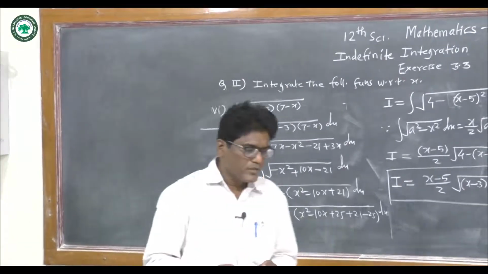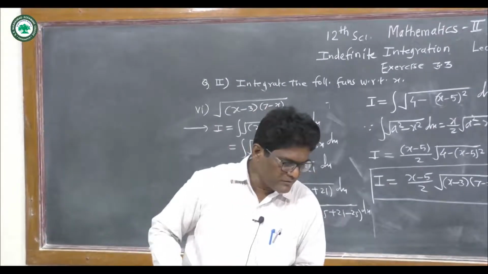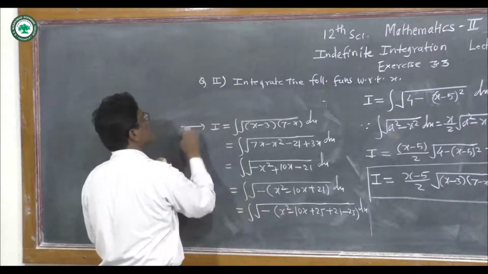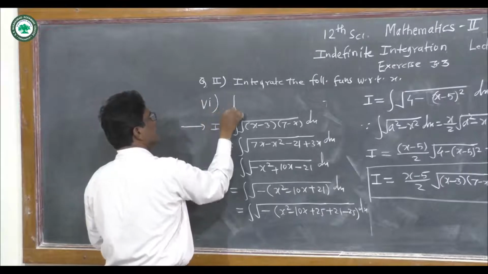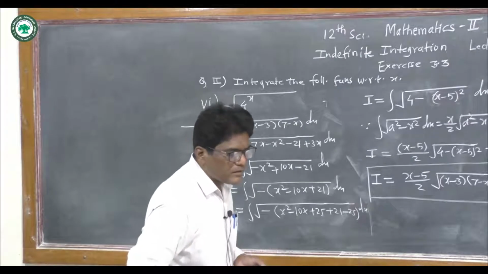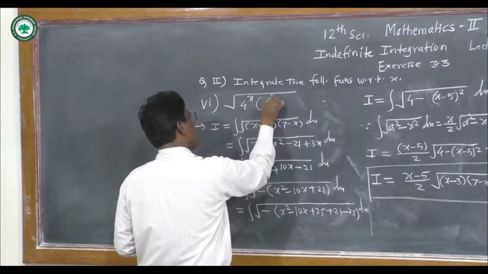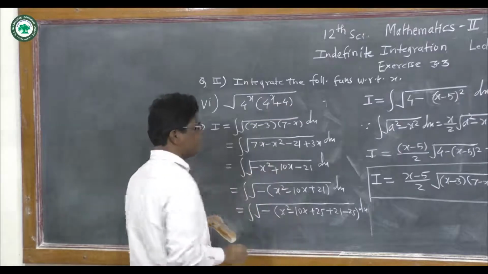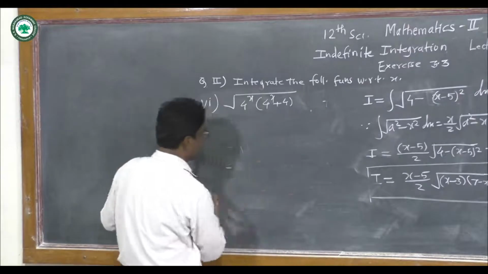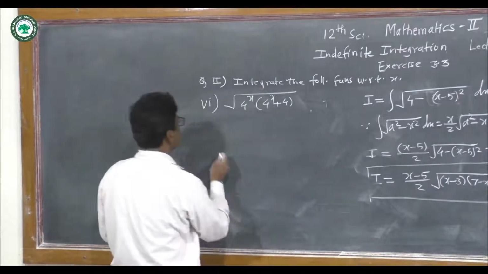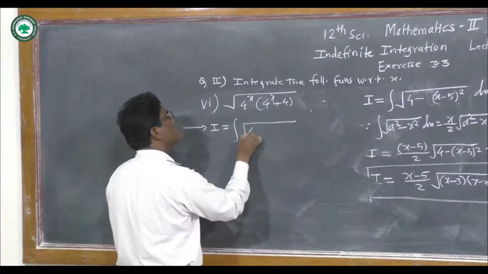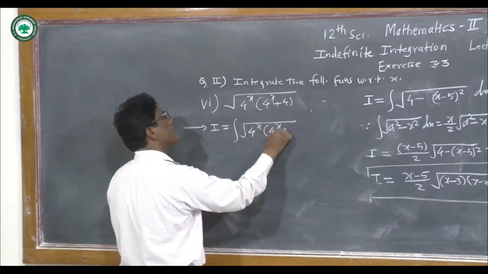Now here we take the 7th problem. The 7th problem: integration of root of 4 to the power x into the bracket 4 to the power x plus 4. This is the 7th problem. So firstly call this as I. So I is equal to the integration of under root of 4 to the power x into 4 to the power x plus 4 dx.